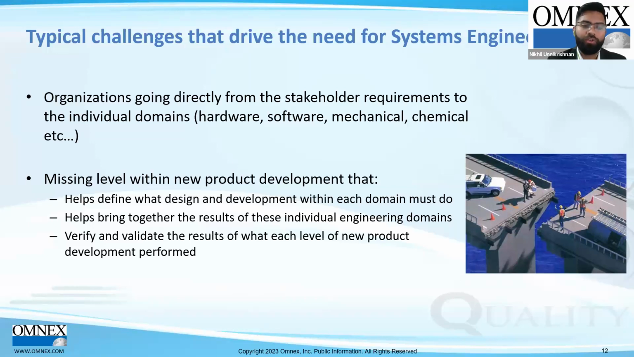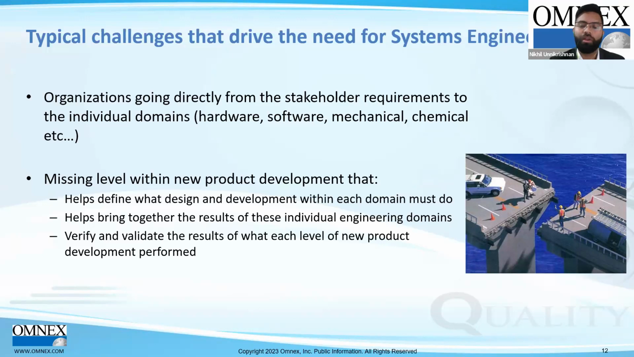So as we get into the next bullet here, we're talking about the missing level within new product development. Where organizations do not practice this systems engineering thinking, they just have, for example, the software development team doing its own thing, the hardware development team doing their own processes, and then the mechanical team doing their own processes.